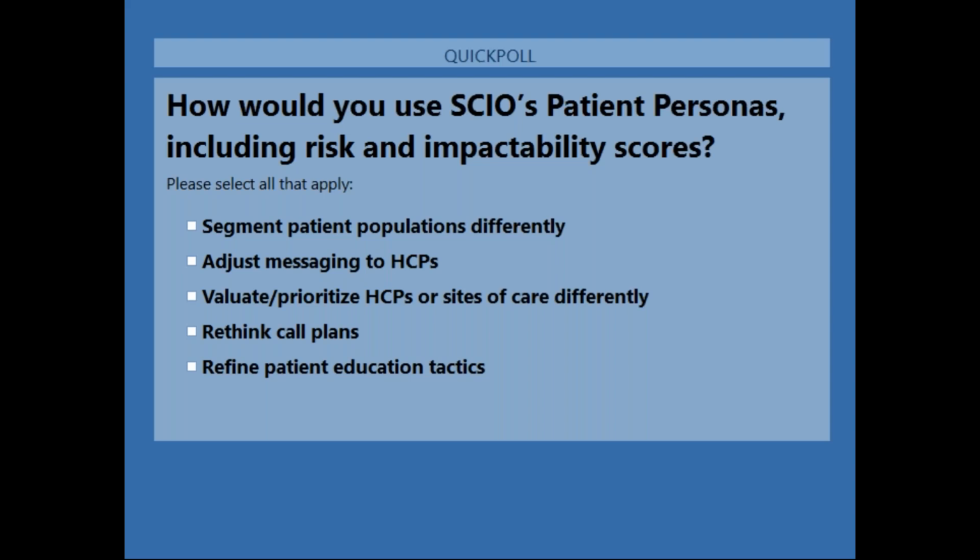How would you use CIO's patient personas, including their risk and impactability scores? Segment patient populations differently? Adjust messaging to HCPs? Evaluate, prioritize HCPs or sites of care differently? Rethink call plans? Refine patient education tactics? And please, check all that apply for this particular question.